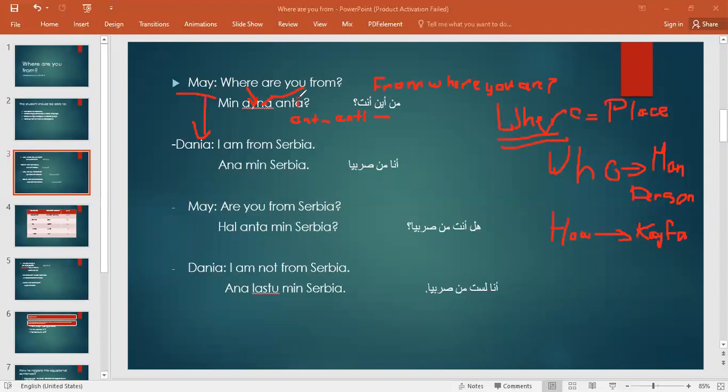What do we mean by from? From means min. Guys, we have to differentiate between min and man. When I say man, it's who. I use it to ask about a person. When I use min, from is a preposition. So from means min. Also, we have other types of WH questions that we take, like what, which is ma. We need to know these because they are very important in the Arabic language. So I will repeat. Where we use to ask about a place, it means aina.